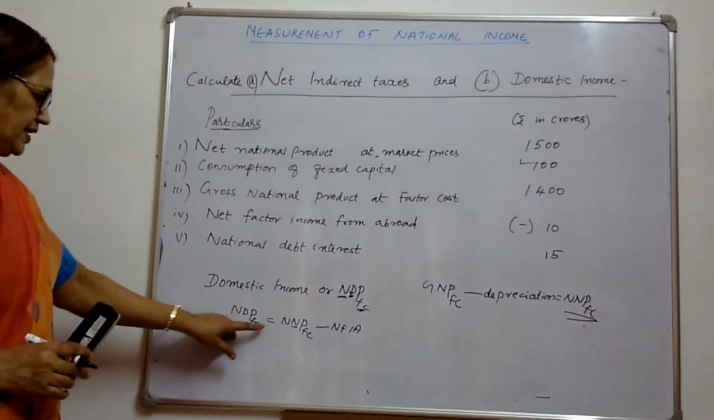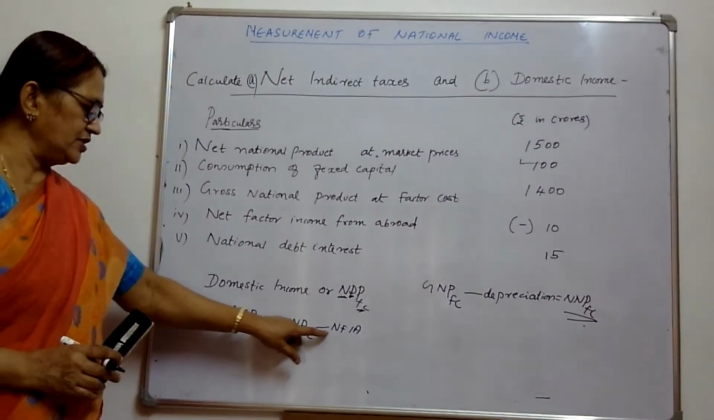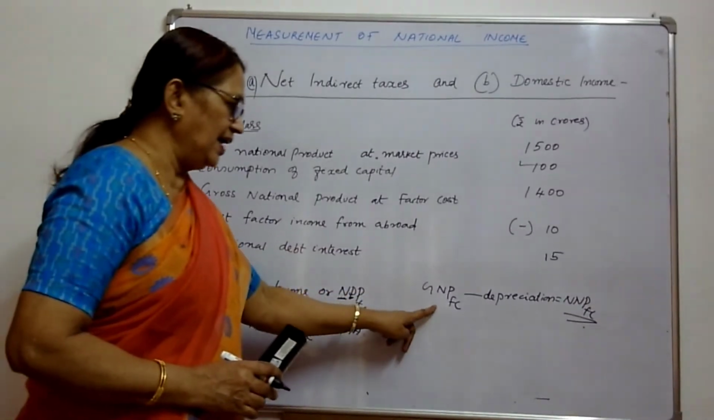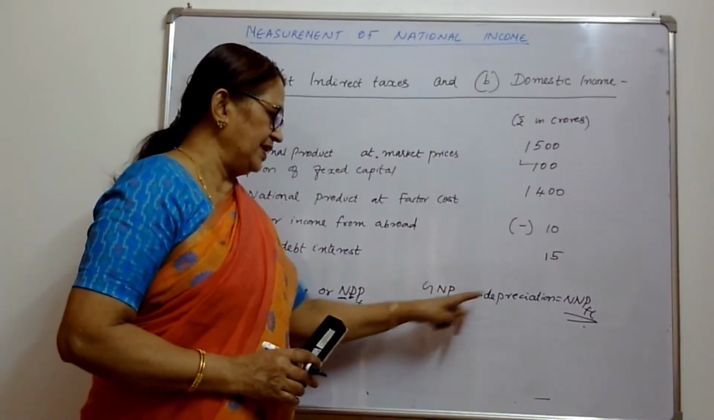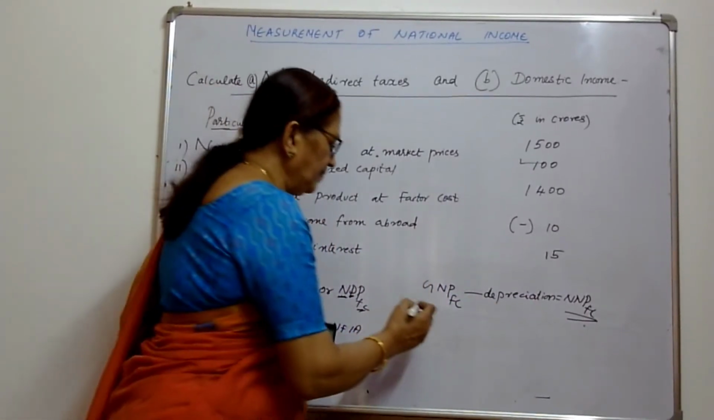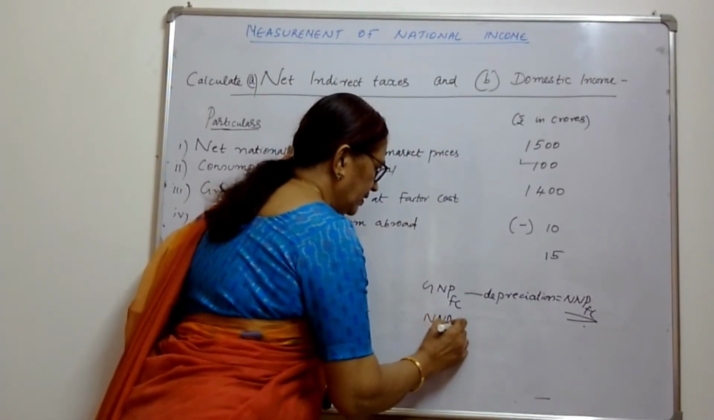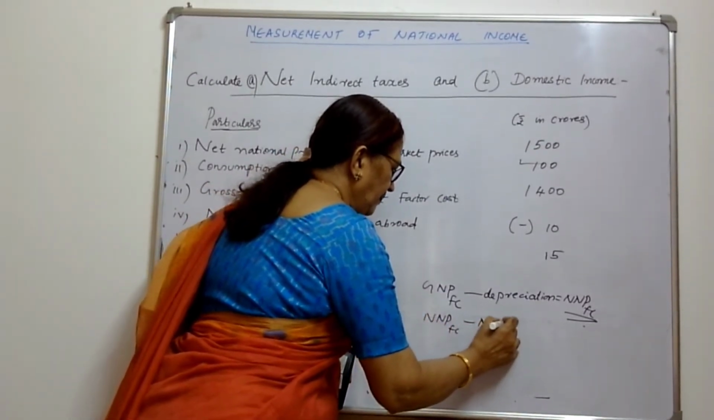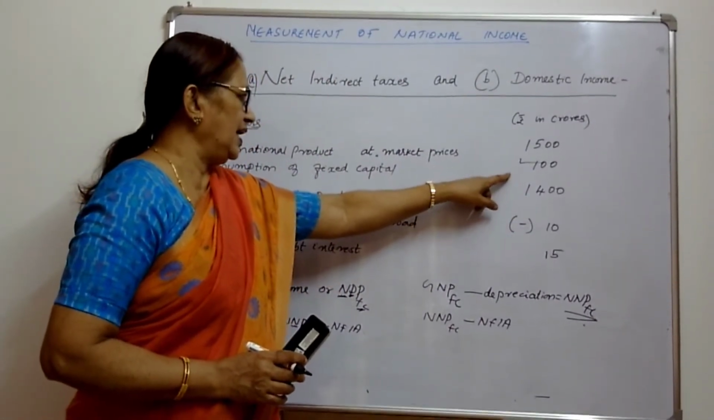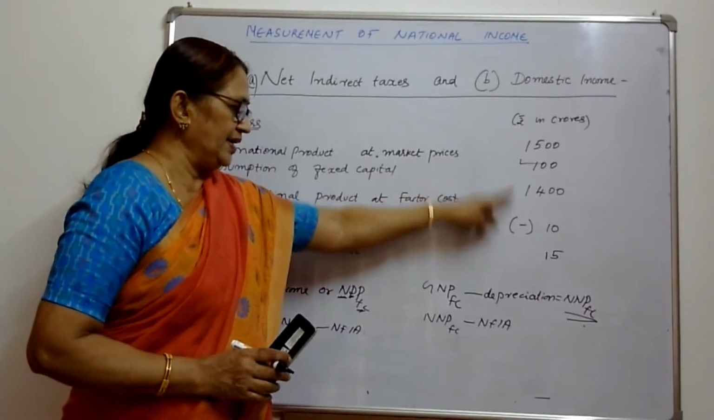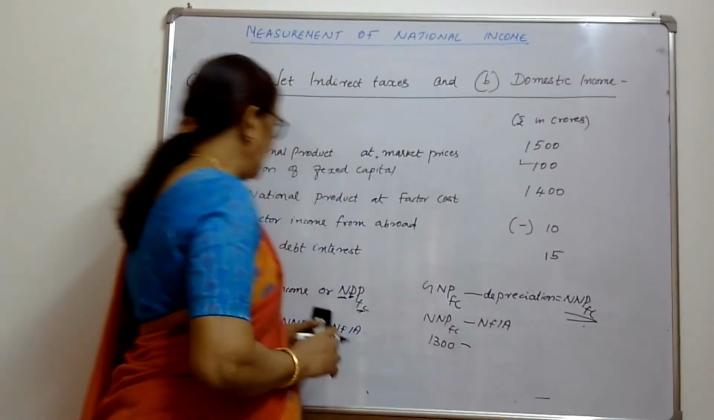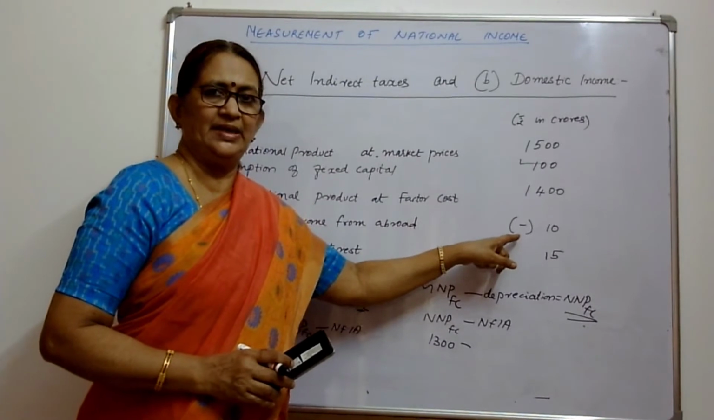So NDP at factor cost is equal to NNP at factor cost minus NFI. As NNP at factor cost is not given directly, we are deducting depreciation from GNP at factor cost, where we can derive NNP at factor cost or national income. From that, we have to deduct net factor income from abroad. So GNP at factor cost 1400, depreciation 100, we will get 1300 as NNP at factor cost, minus net factor income from abroad, negative 10, minus negative 10.